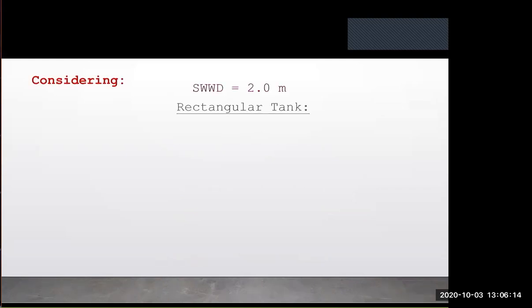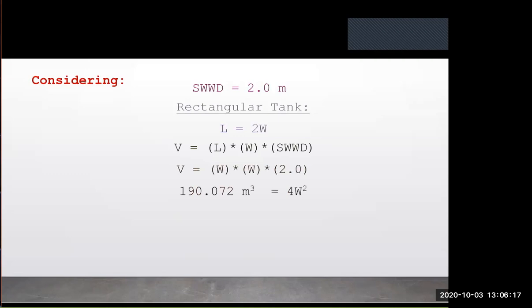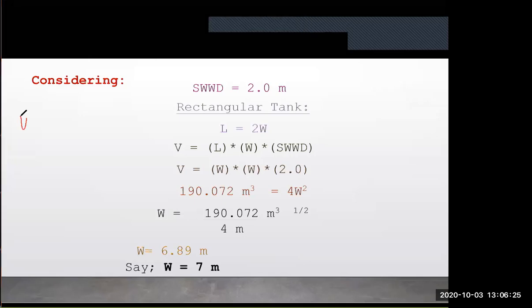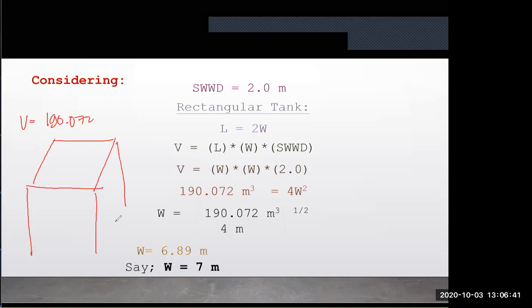So, considering a wastewater depth equal to 2 meters, if we have a volume equal to 190.072. If you have initially assumed that the water depth or your wastewater depth is now equal to 2.5, then the same requirements as a while ago, you need to determine the length and the width.